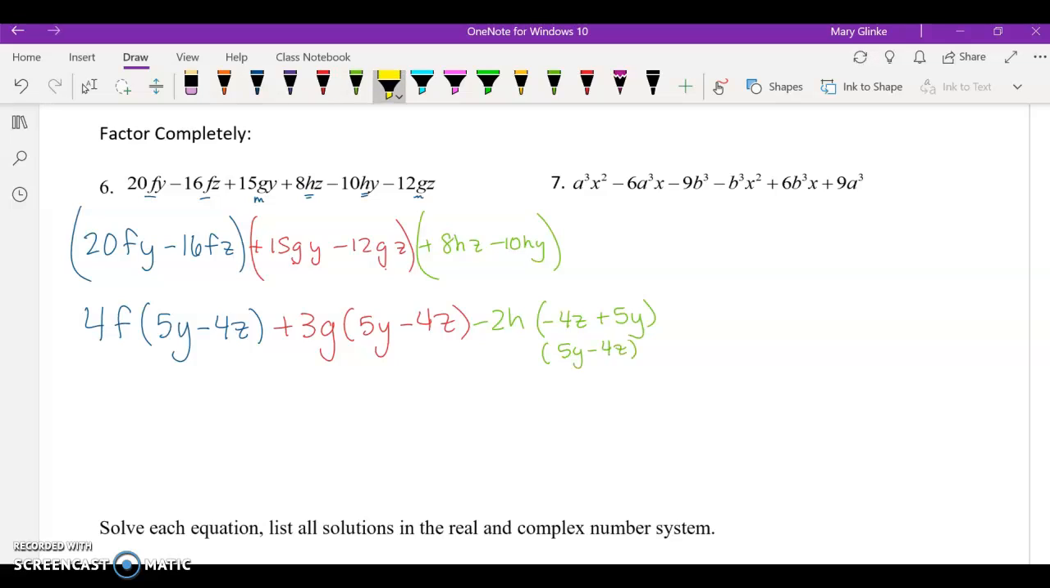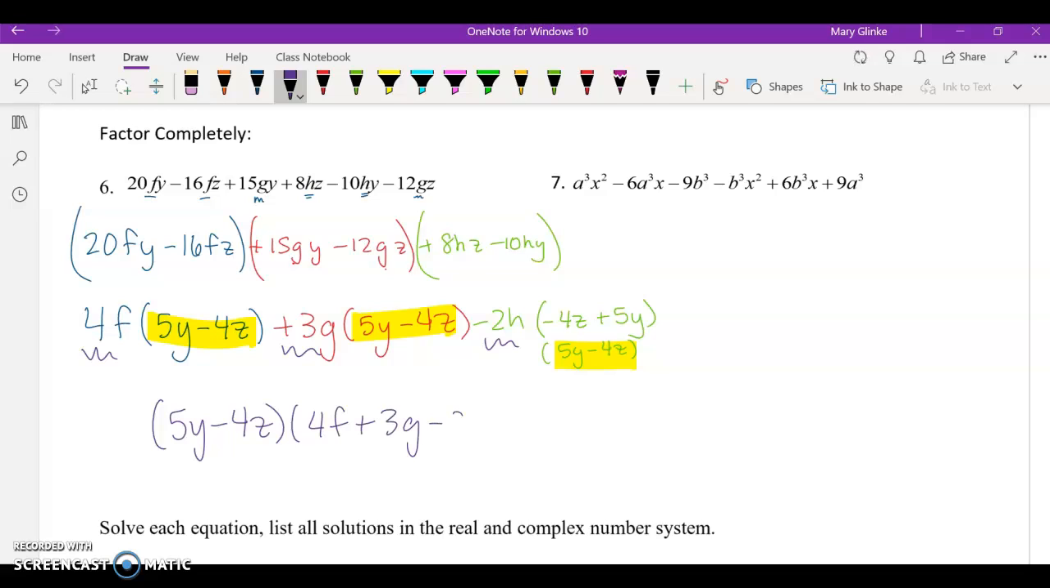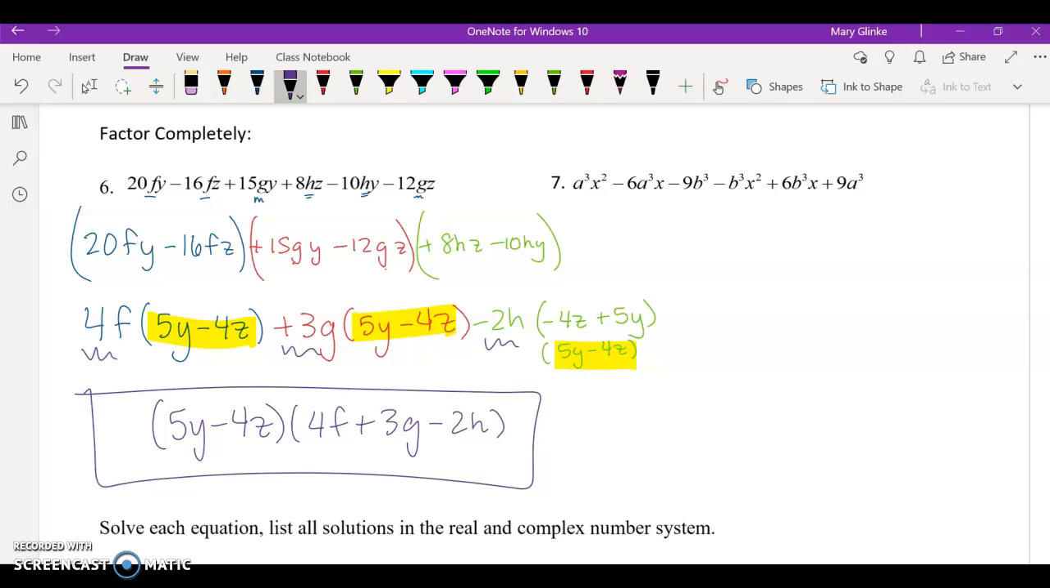So all of these are going to end up being taken out in front. We're going to do 5y minus 4z, factoring that out. And what's left behind when I factor that out would be 4f, 3g, and negative 2h. Okay, so what I'd like you to do is try number 7. Give it a good try first. Move things around that make sense together, and then come back here to see if it works.